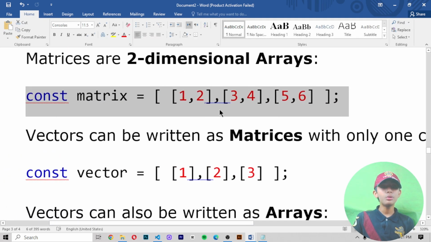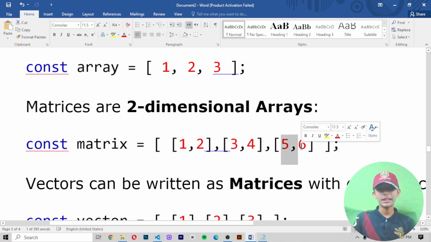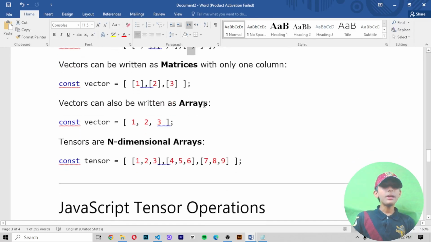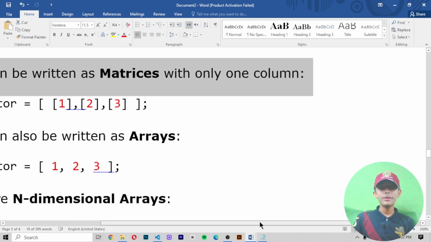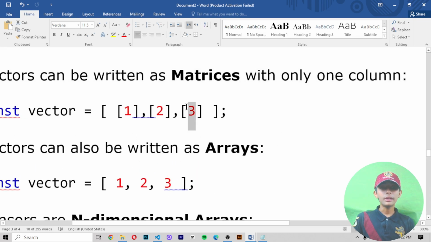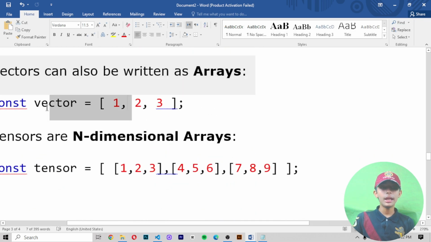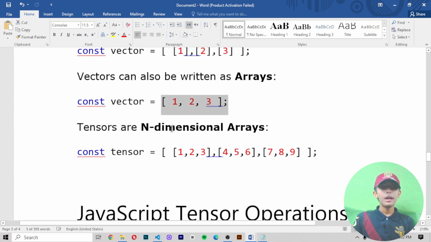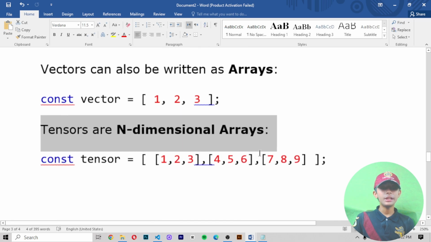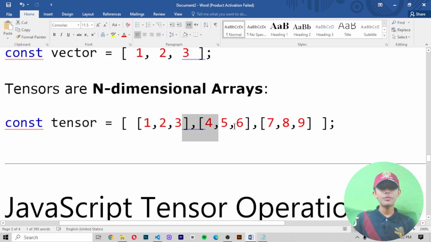In this syntax, there are two-dimensional arrays of the matrix, like 1, 2, then 3, 4, then 5, 6. A vector can be written as a matrix with only one column, like 3, then 2, then 1. Vectors can also be written as arrays. Tensors are n-dimensional arrays, like 1, 2, 3, then 4, 5, 6, then 7, 8, 9.